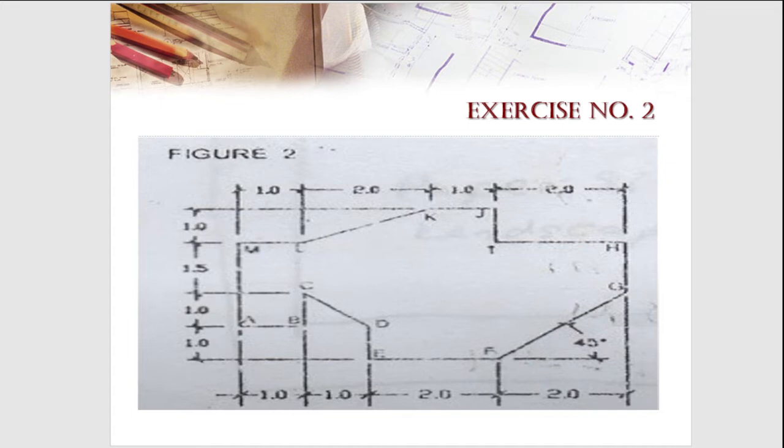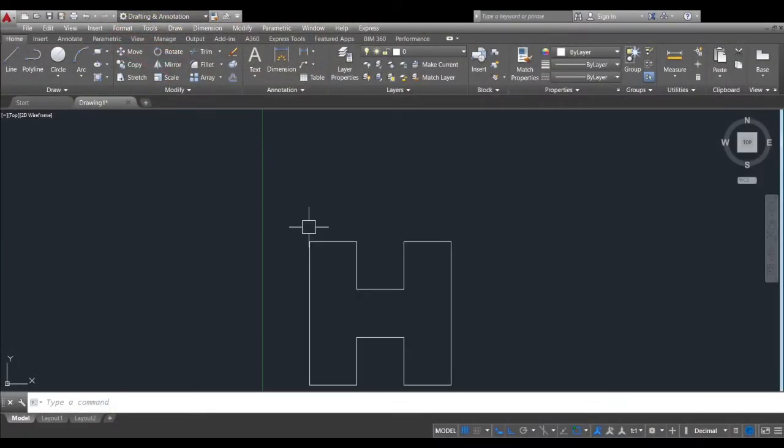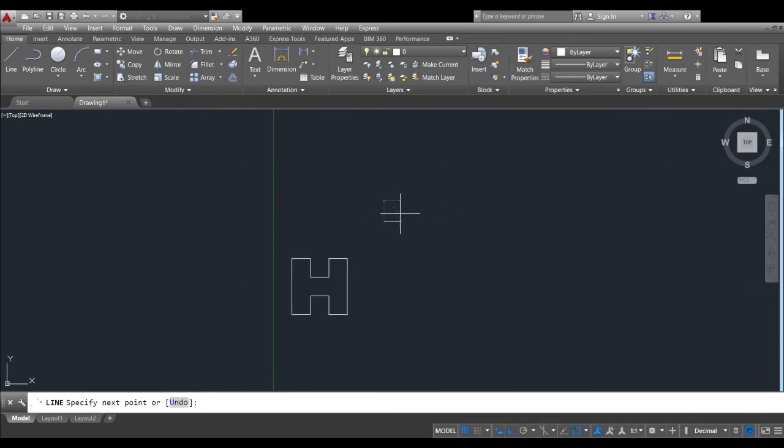So from our figure, this is our point A. So let's assume that our point A lies on coordinate 6, 15. Now, just an assumption. So, line command, just enter 6, comma 15. So, this is where our point A is.